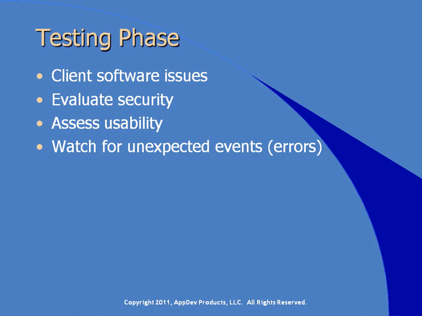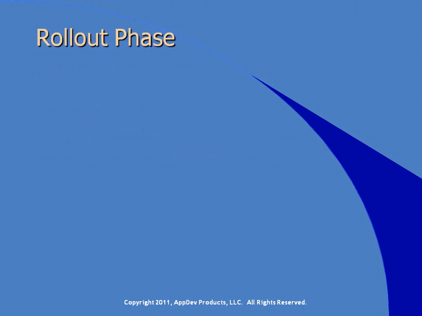Schedule a testing period to take 1 or 2 weeks at most, but if serious problems arise, take the time to fix them before the rollout. Now we're moving on to the rollout phase. The rollout phase is when all your hard work finally pays off. However, you still have quite a bit of hard work ahead of you.